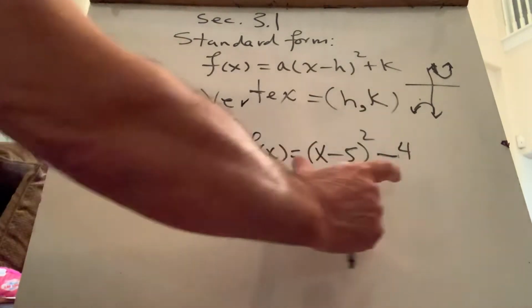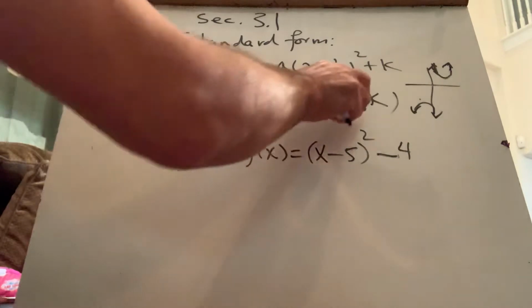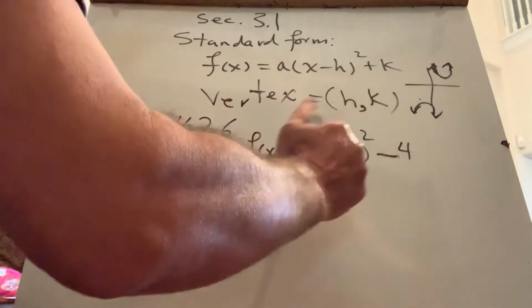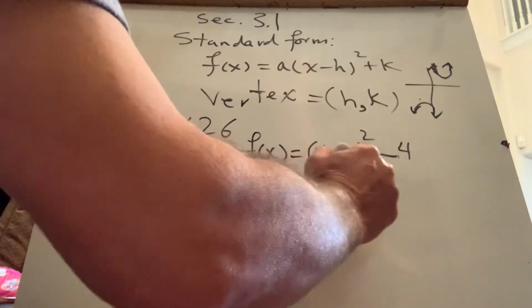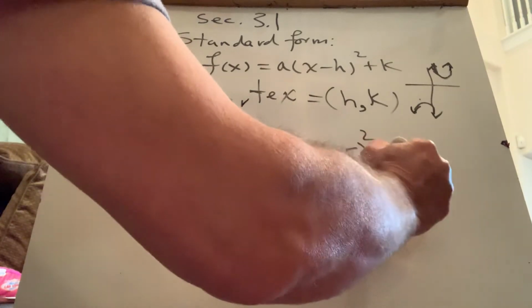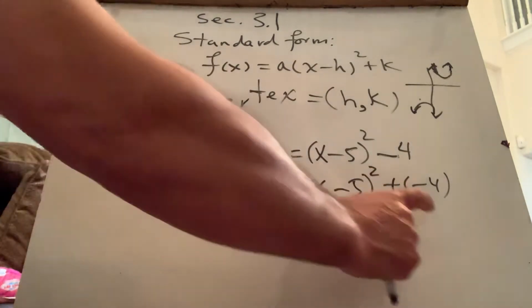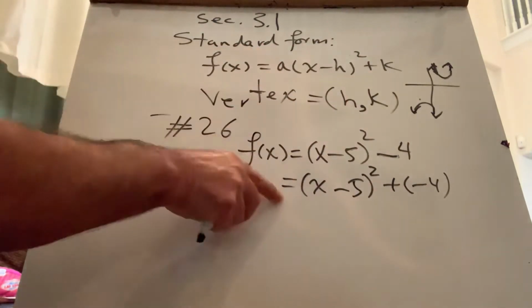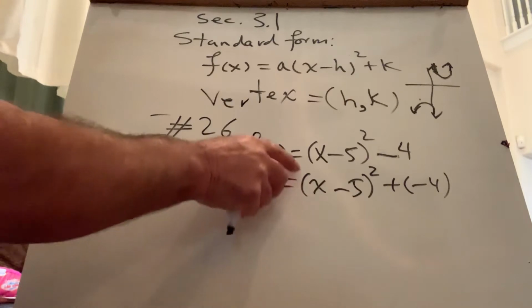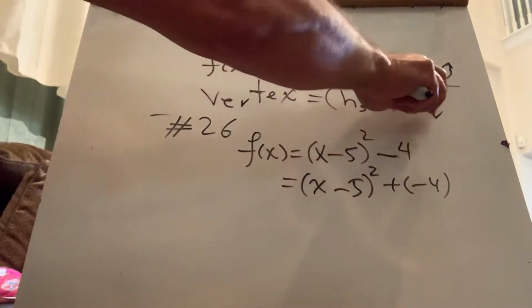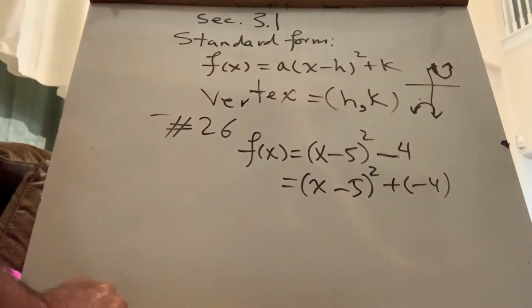So as you can see, this function almost identically matches the standard form. The only problem is, of course, it's supposed to have a plus some number at the end. Here you have minus, but as we have done many times, we can rewrite that as plus negative 4. So now you have the perfect match. Of course, your a would be 1 because there's nothing in front, which means there's always 1 in front. So it is positive. So when you graph this, your parabola is going to open upward.